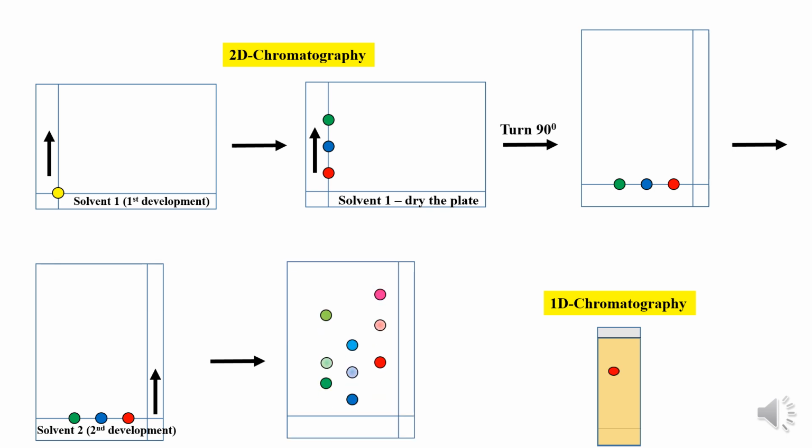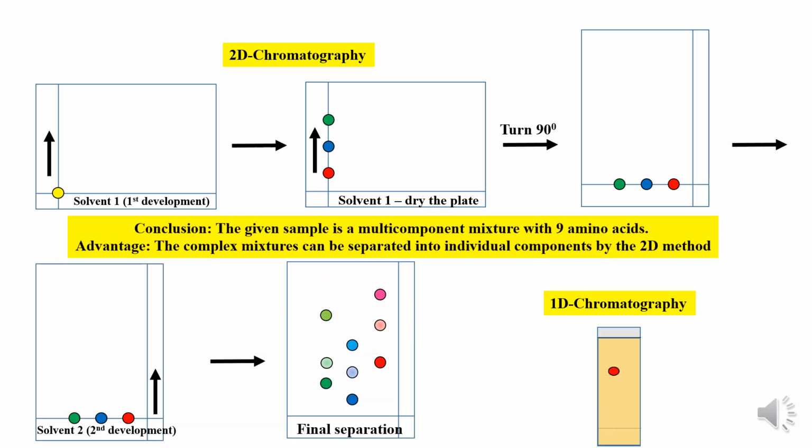Now in the second development, you will find that each component has further separated into 3 different components. So overall you find a total of 9 spots in the TLC plate, and this will be the final separation. So to conclude, the given sample is a multi-component mixture with 9 amino acids.